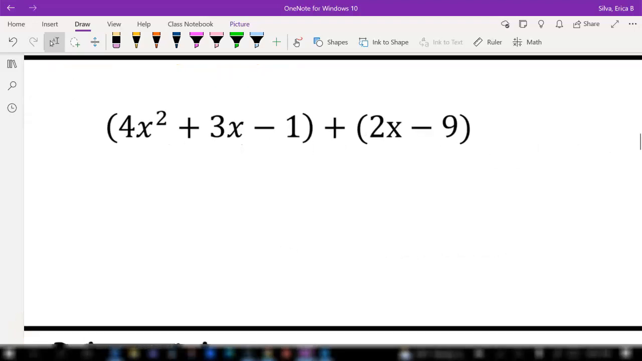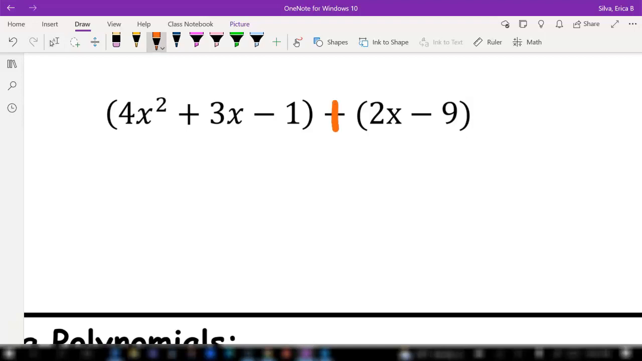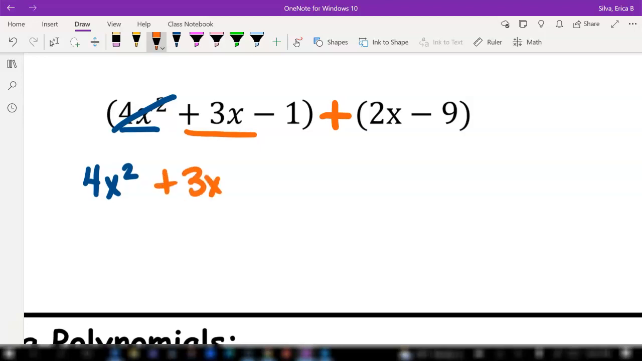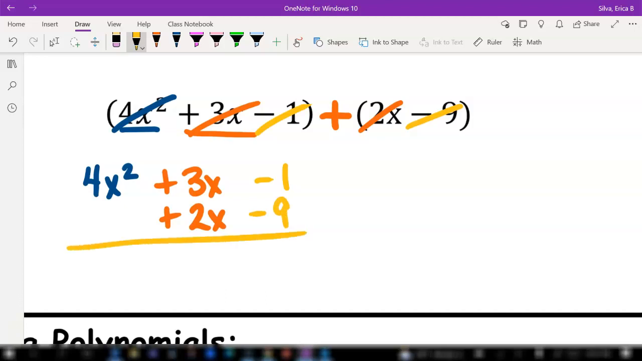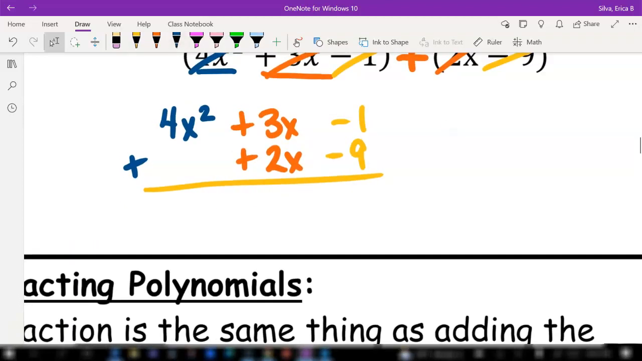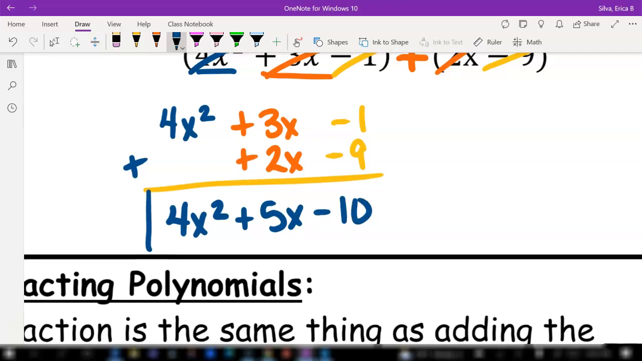Okay, for example number 3, again we have two groups, and in between the two groups, we have an addition sign, which means that we can ignore the parentheses. So we're going to look at the term with the highest exponent, which is 4x squared. And if you notice, there's no other terms with x squared. Next, we're going to go with positive 3x, and then its like term is positive 2x. And then finally, we have negative 1, and its like term is negative 9. So once we group all our like terms, we simply add: 4x squared, 3 plus 2 is 5x, and then negative 1 plus negative 9 is negative 10.